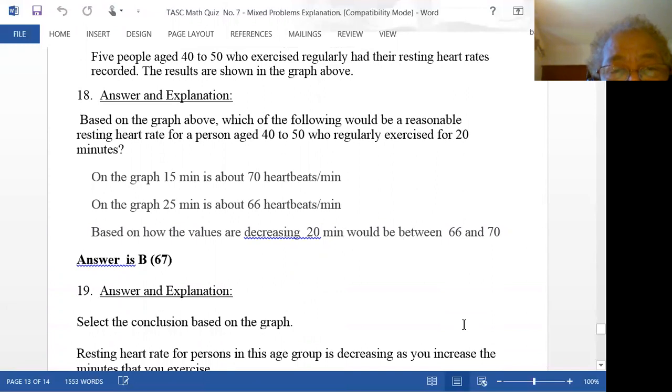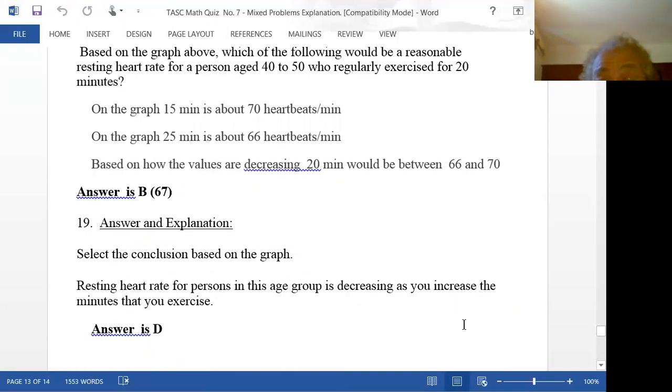Okay, now let's look at number 19, which we've already answered, because we see that the minutes of regular exercise increasing is lowering the resting heart rate. So what conclusion can you draw? Well, it can only be what? It can only be D, which says regular exercise by a person in this age group will likely lower her or his resting heart rate. In other words, as you increase the minutes you exercise, you're going to lower your heart rate. So the answer is D.